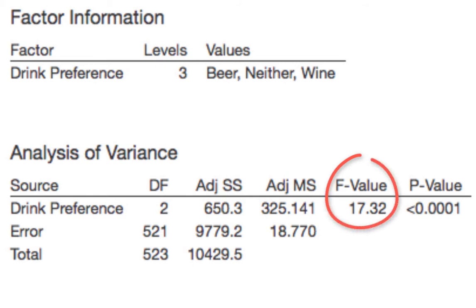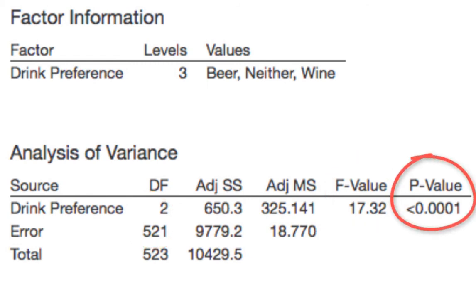The F value is our F test statistic. Typically, the F test statistic is reported along with its degrees of freedom. So here we would say that F, with 2 and 521 degrees of freedom, is 17.32. Our p-value is less than 0.0001. This tells us that we should reject the null hypothesis and conclude that the means are not all equal.